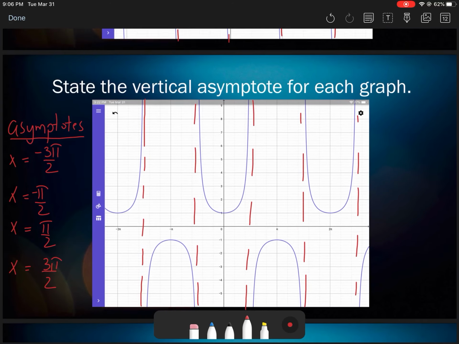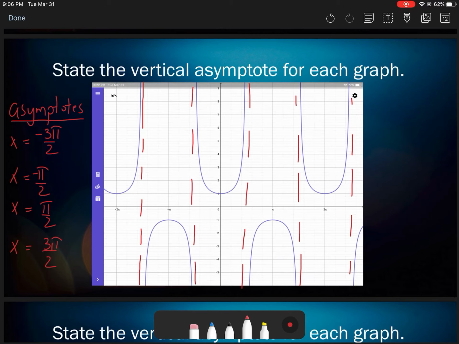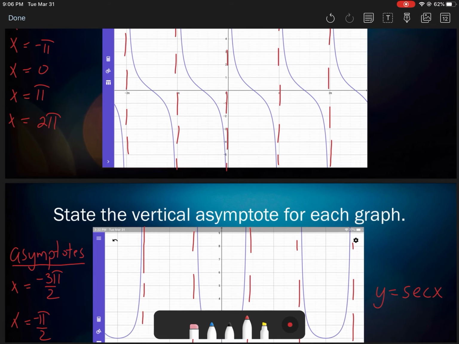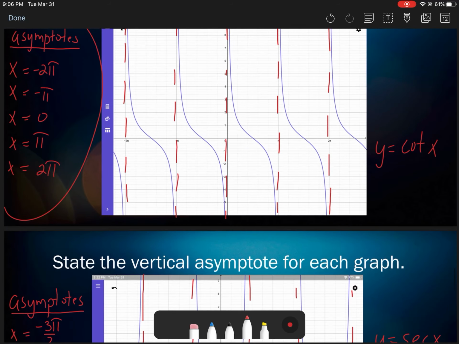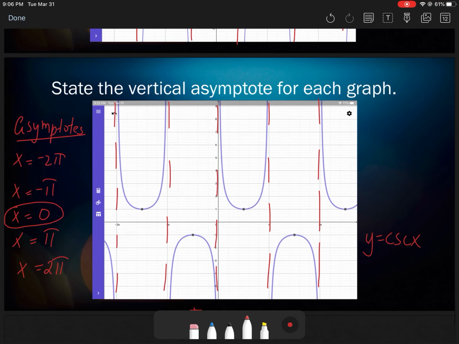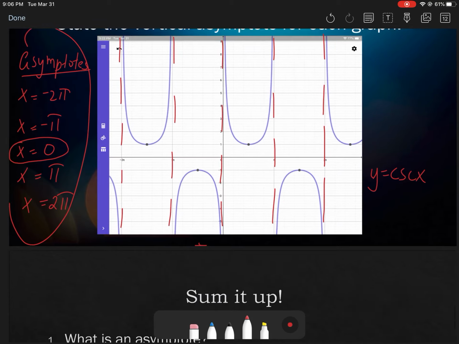Scrolling back up just really quickly. Here we know that this is the reciprocal of cosine, so y equals secant of x. And then this one is y equals cotangent of x. Notice the asymptotes here are the same as the asymptotes here for cosecant. And remember that's because for cotangent, your denominator is sine. So wherever sine is equal to 0, those are going to be undefined.